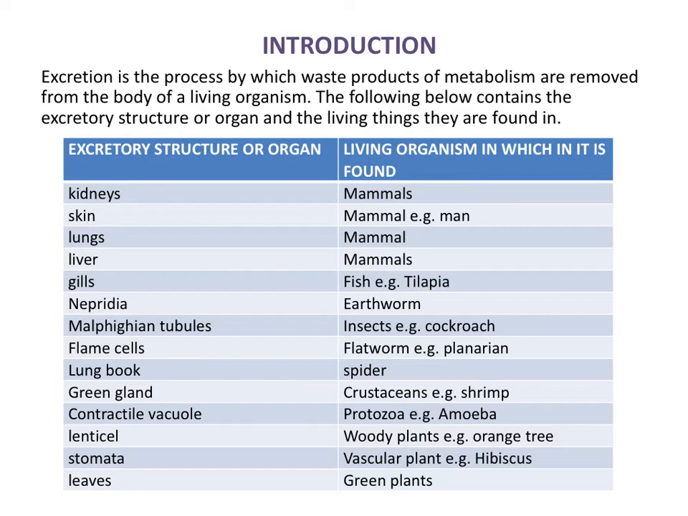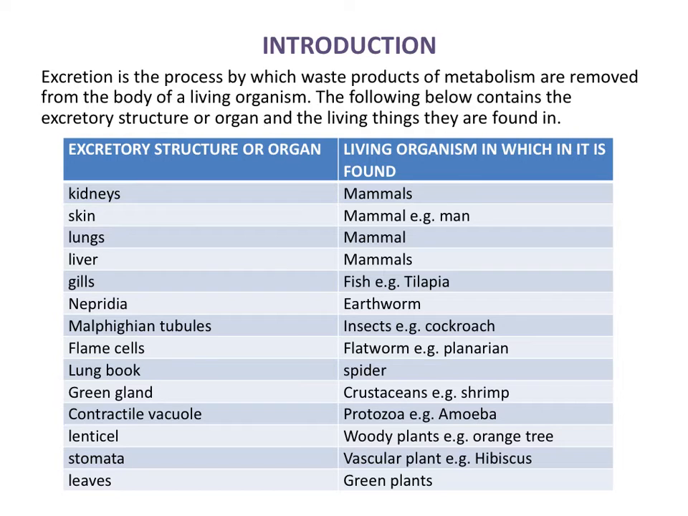Nephridia, found in earthworm. Malpighian tubules, found in insects, example is cockroach. Flame cells, excretory organ in flatworms, example is planarian. Book lungs are used by spiders. Green glands are found in crustaceans, example is shrimp. Contractile vacuole is found in protozoa, example is amoeba.